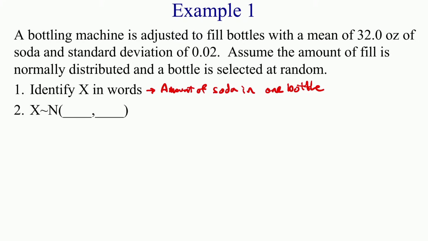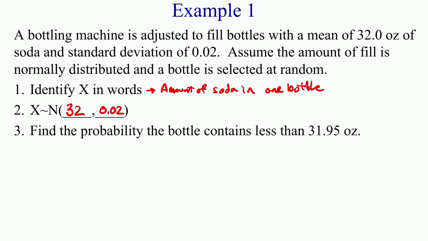So now let's talk about the normal curve. This X, the amount of soda in the bottle, is normal. You already did this for me on the quiz. So Sarah, what are the two numbers that you're going to put in here to describe this normal curve? Yeah, so the mean is 32 and the standard deviation is 0.02. I realize this feels redundant, but it's good to summarize it in one place so that you can use the information when you need to.